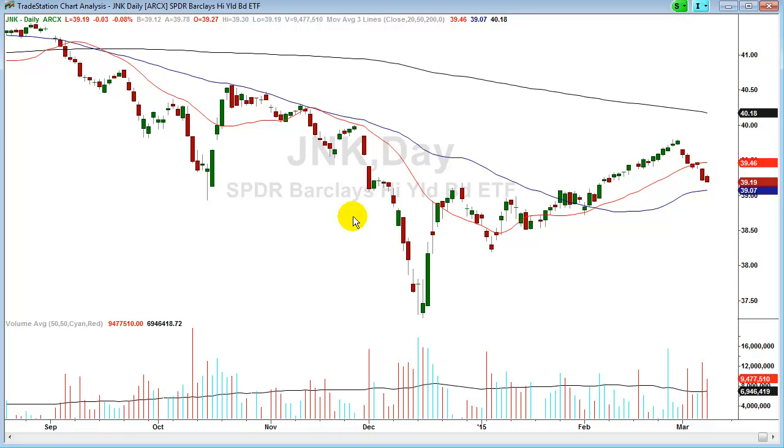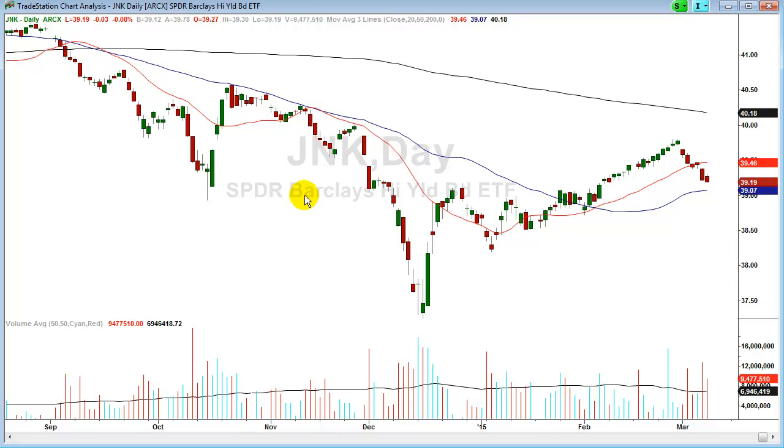Now that hasn't come home to roost yet, but it will, and you have to keep your eye on the JNK because it's going to tell you long before that those things come home to roost. You're going to see this index start to melt away, so it's something you want to keep your eye on.